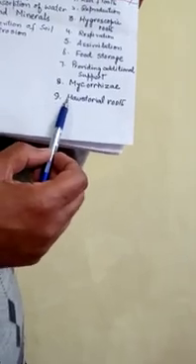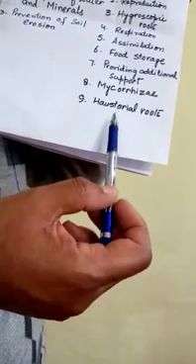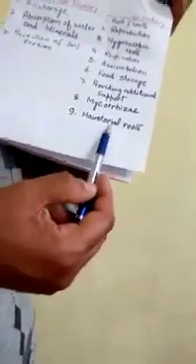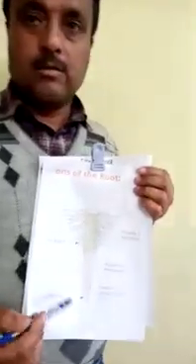Number nine, the haustorial roots. In the case of some plants, their roots may penetrate into the stem, and from the stem they absorb water and minerals, thus acting as haustorial roots.